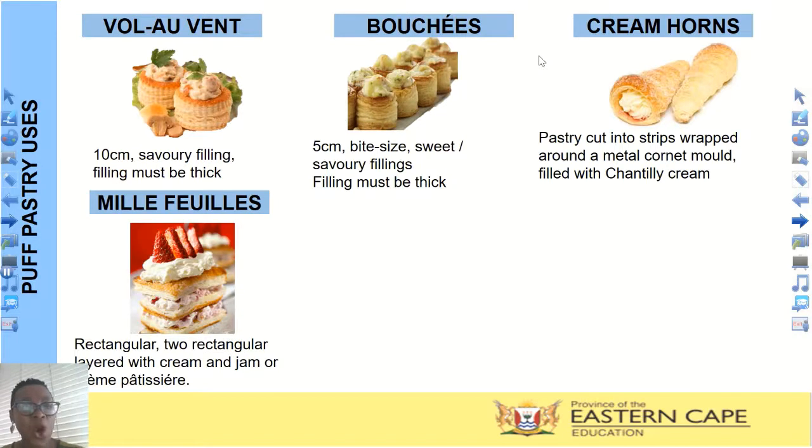Your Mille-feuille, or your rectangular puff pastry: you cut it into rectangles, and then you layer up the rectangles, and in between the rectangles is your cream or your jam. You can sometimes have your crème pâtissière, another term that we discussed last time. Our crème pâtissière, we said, is our custard. It has to be the custard that is thickened with the cornstarch. You will not put your crème anglaise, because your crème anglaise is quite watery. You will put your crème pâtissière.